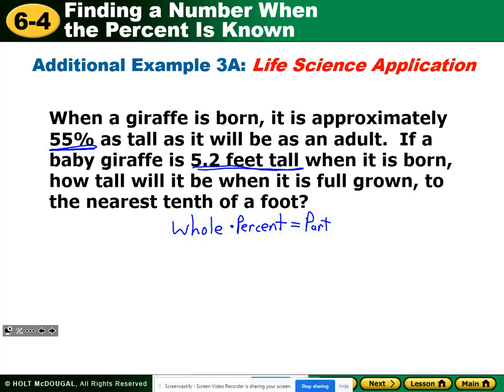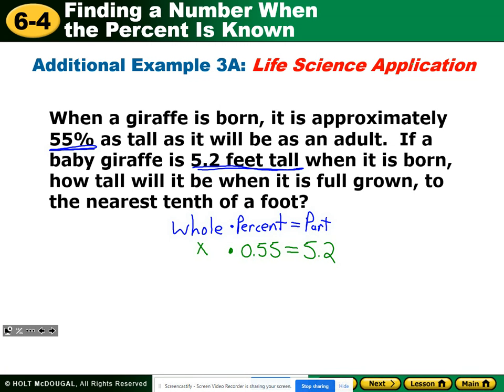I think 55 is the percent, so it'd be 0.55. Okay. And then 5.2 feet tall is the part, because it's just when it was born. And then X is the whole. So 55% was when it was born. 5.2 feet was when it was born.